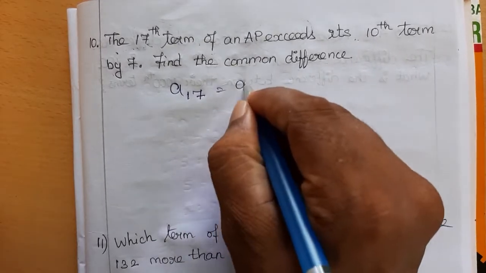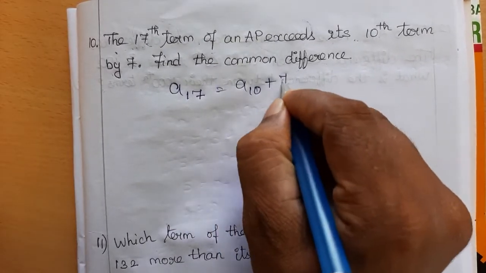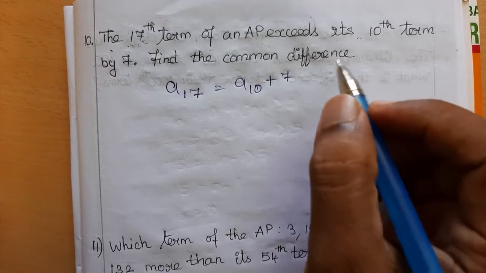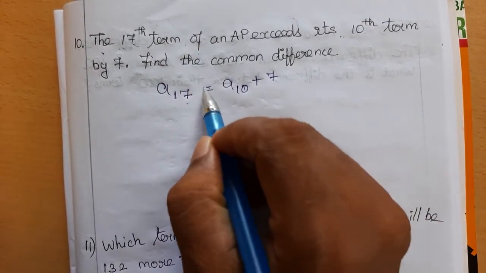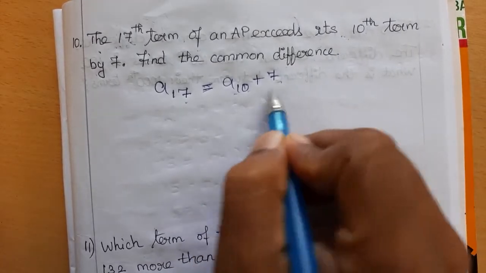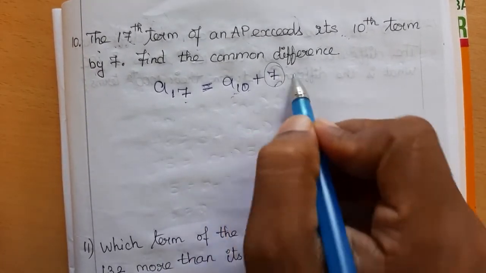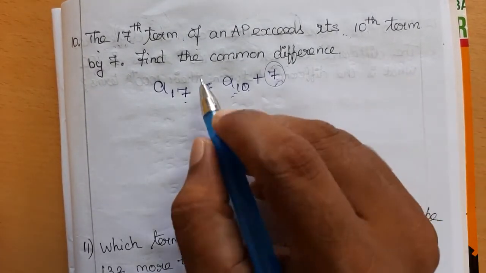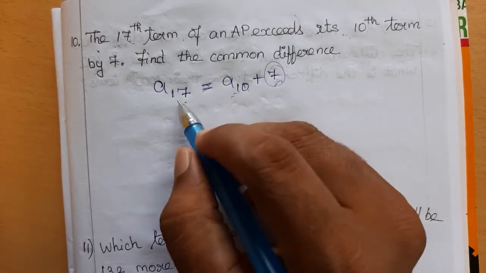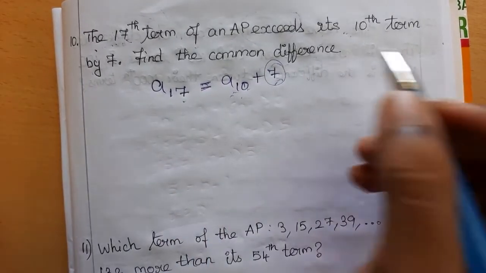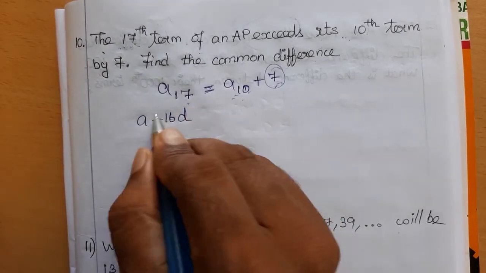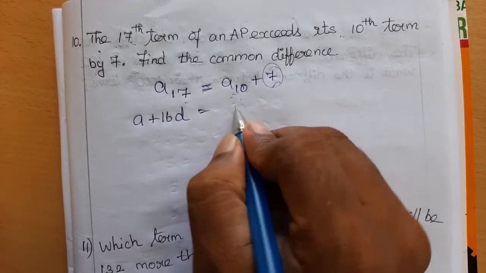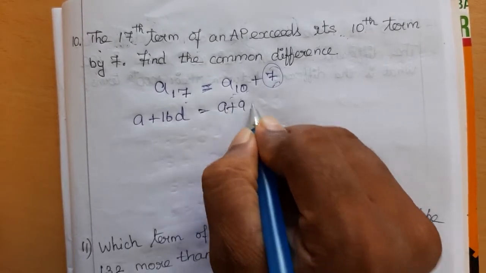So the 10th term will be represented as A10. It exceeds by the 7. Clear? So the 17th term exceeds the 10th term by 7. Just substitute the general form of A17 and A10, and you will obtain the common difference. So A17 we can write as a plus 16d, n minus 1 d, is equal to A10, which we can write as a plus 9d plus 7.